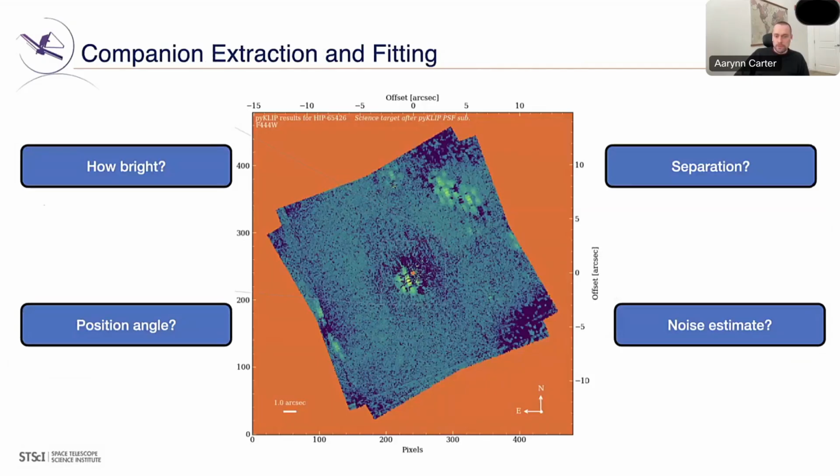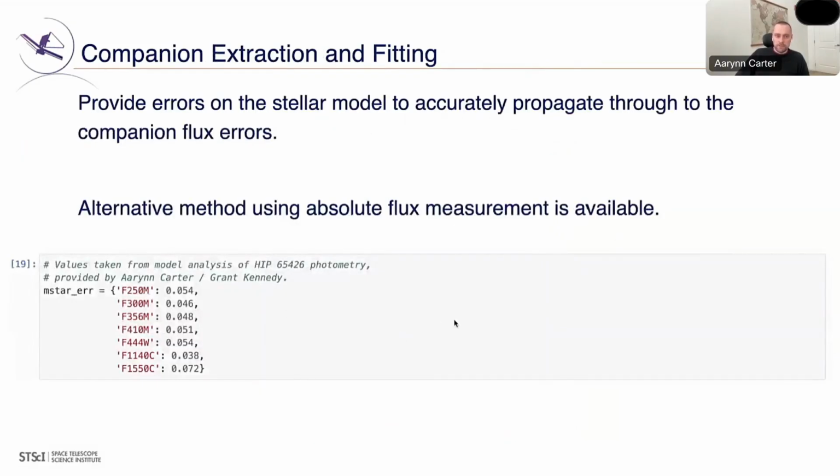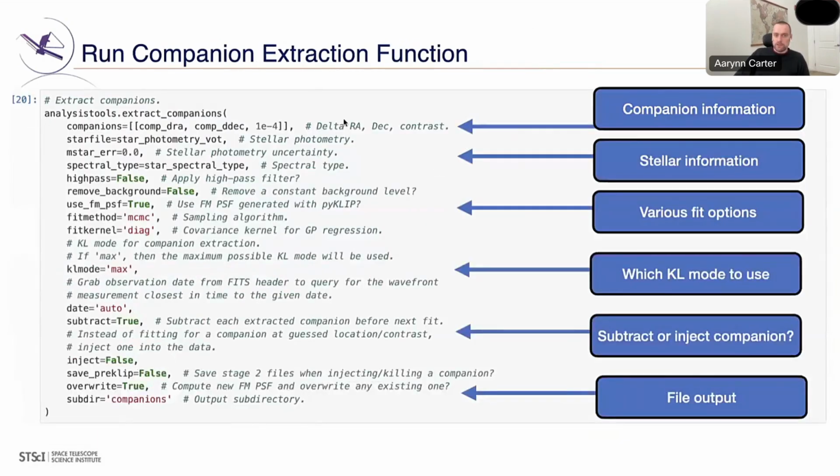And now we can move to the final stage in the last couple of minutes, companion extraction and fitting. We're curious how bright the companion is, the position angle, separation, and the noise of the image. So we can set up some understanding of the star errors. I won't touch on that now, but you could do that by some photometric fitting. And then we run this big function, extract companion. We're telling it information on the companion, the star, options for the fitting, which you can all learn about in the read the docs tutorials and the API, which KL mode you want to use to do this fitting, some options for injecting or subtracting the companion afterwards, and then file outputs.